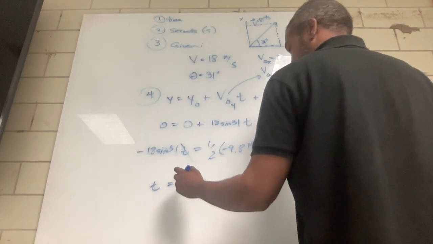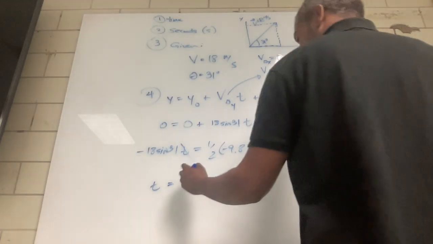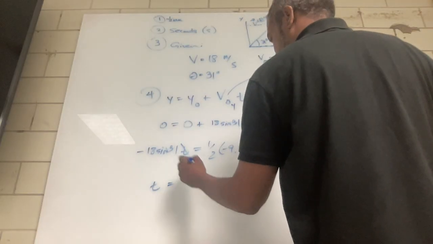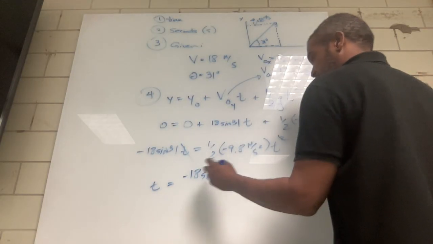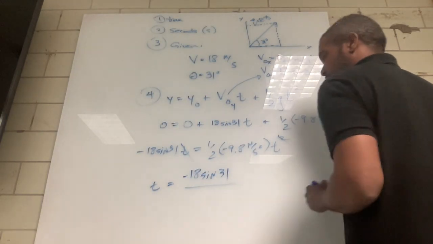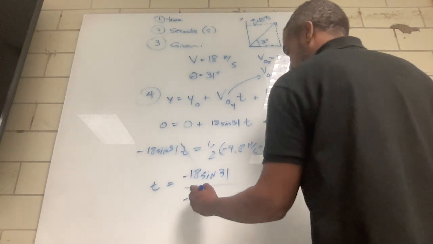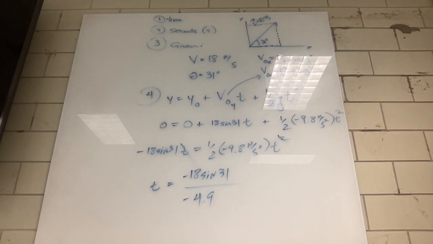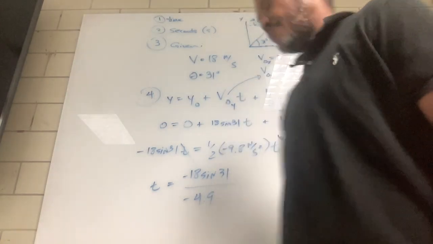So that's going to leave me with t is equal to, and they're going to cancel out eventually, 18 sine 31 divided by negative 4.9. That's going to give you a positive answer, because time has to be positive. There's no such thing as negative time. If you get a negative time, then you know you did something wrong. So somebody tell me what time we get.